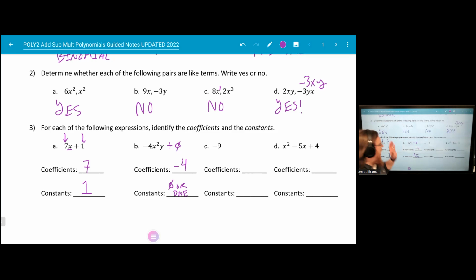So your job is to look at C and D. I'm going to hit pause. You're going to check your work or do your work, then come back and check it.